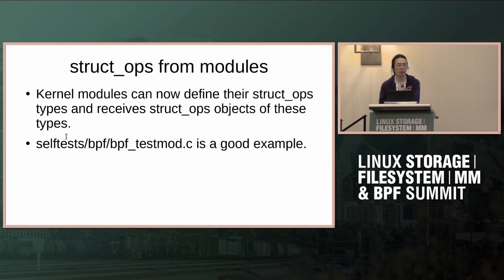The other improvement, I think I mentioned this last year in Plumbers, is about struct ops: defining the struct ops type from modules. Previously, we could only define it in a subsystem. That means you could not use struct ops objects in your kernel module. You could only make your module or subsystem a part of the kernel.